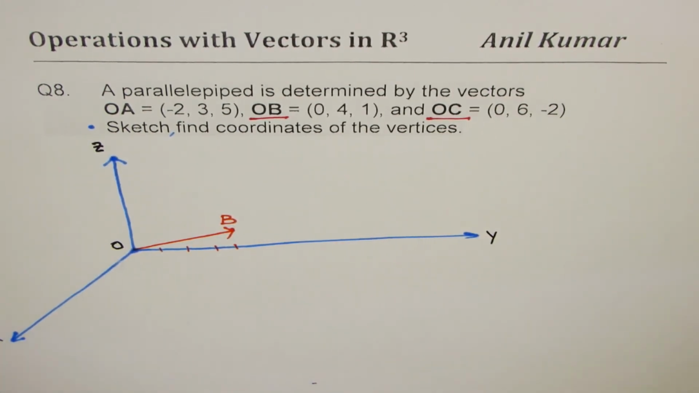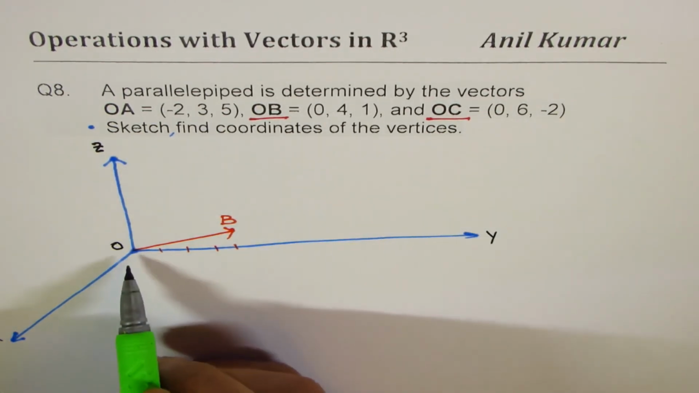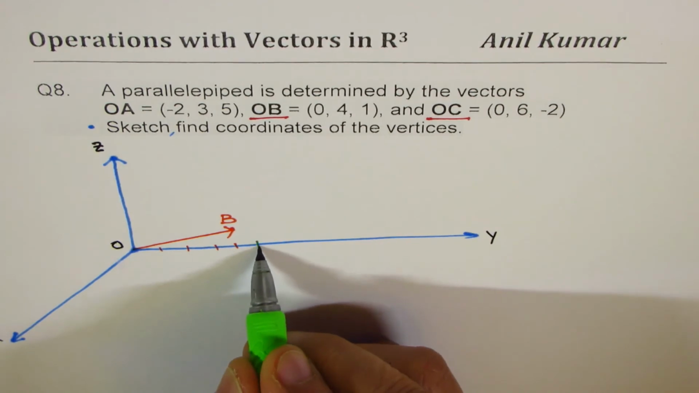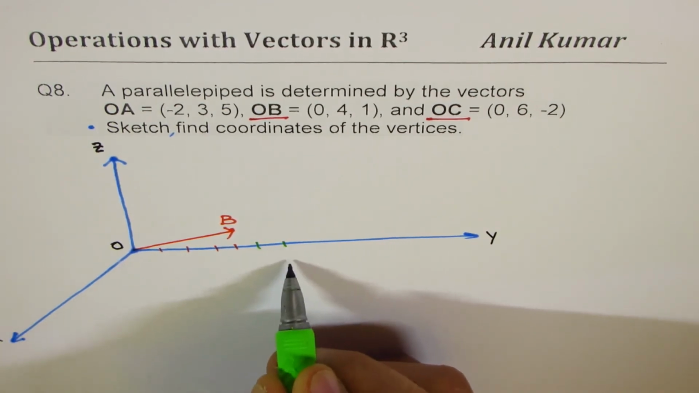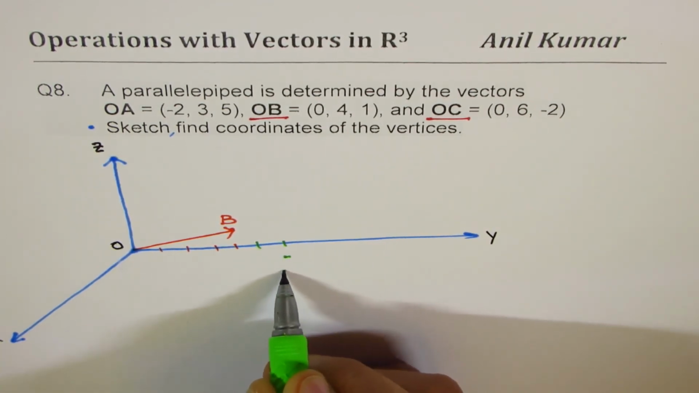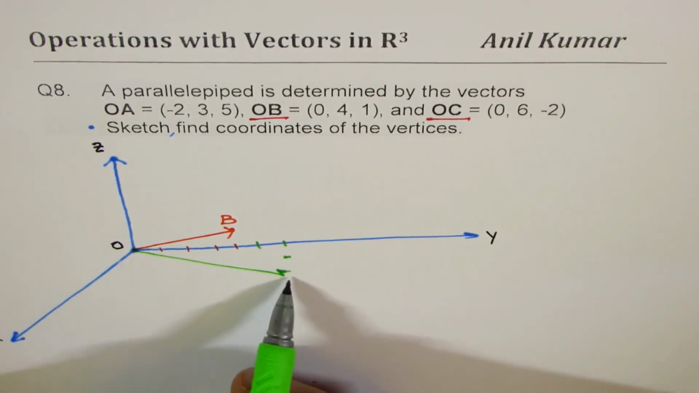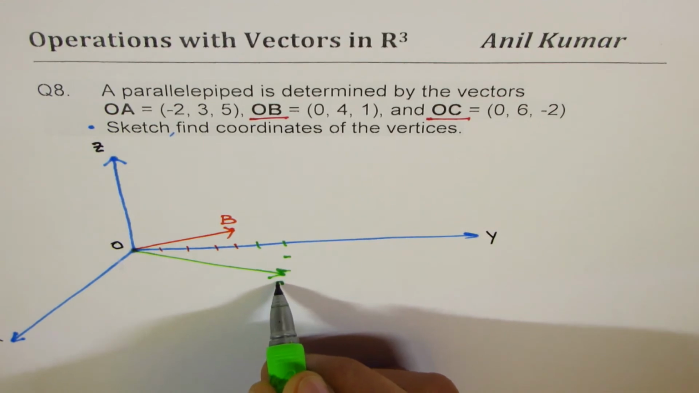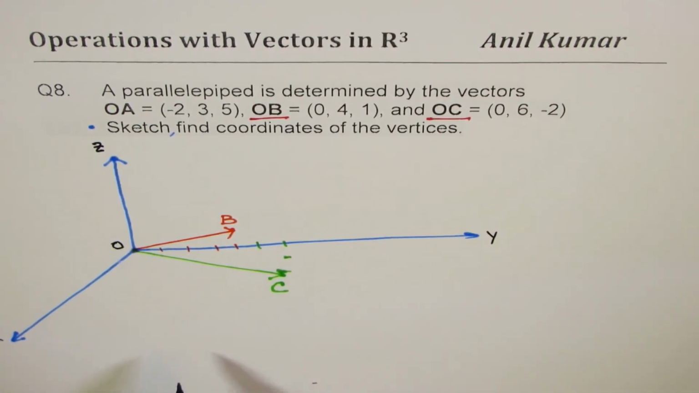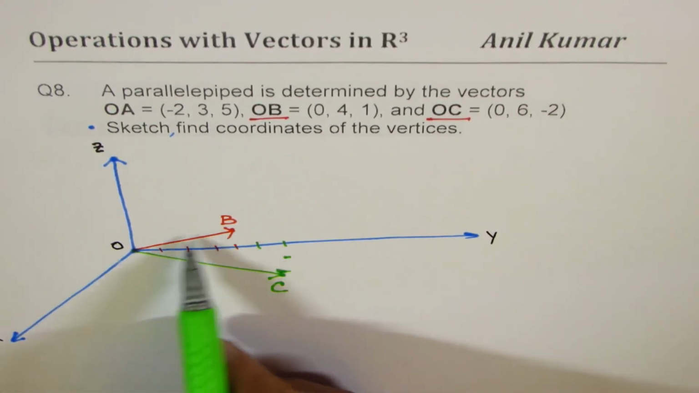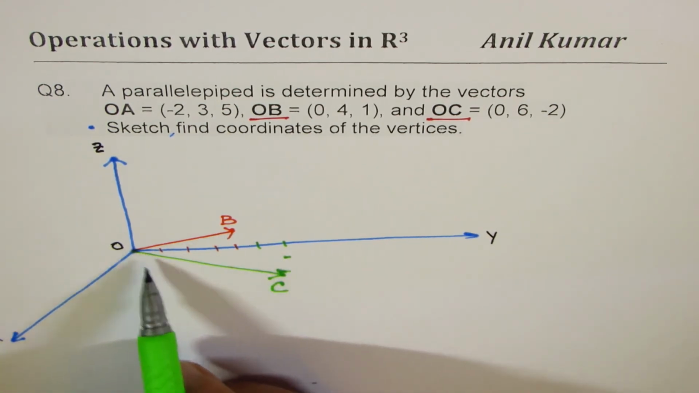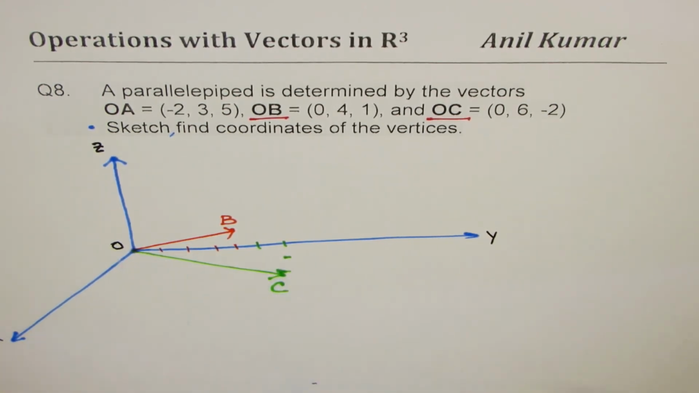Now let me take the next one, which is OC, 0, 6, minus 2. So 0, we have already gone 4, 5, 6, and we'll go down 2 units, 1 and 2. So we get to this point, which is, let's say, C. OC. Any two vectors form a plane. Do you see that? Any two vectors will form a plane. So let's complete this plane first.